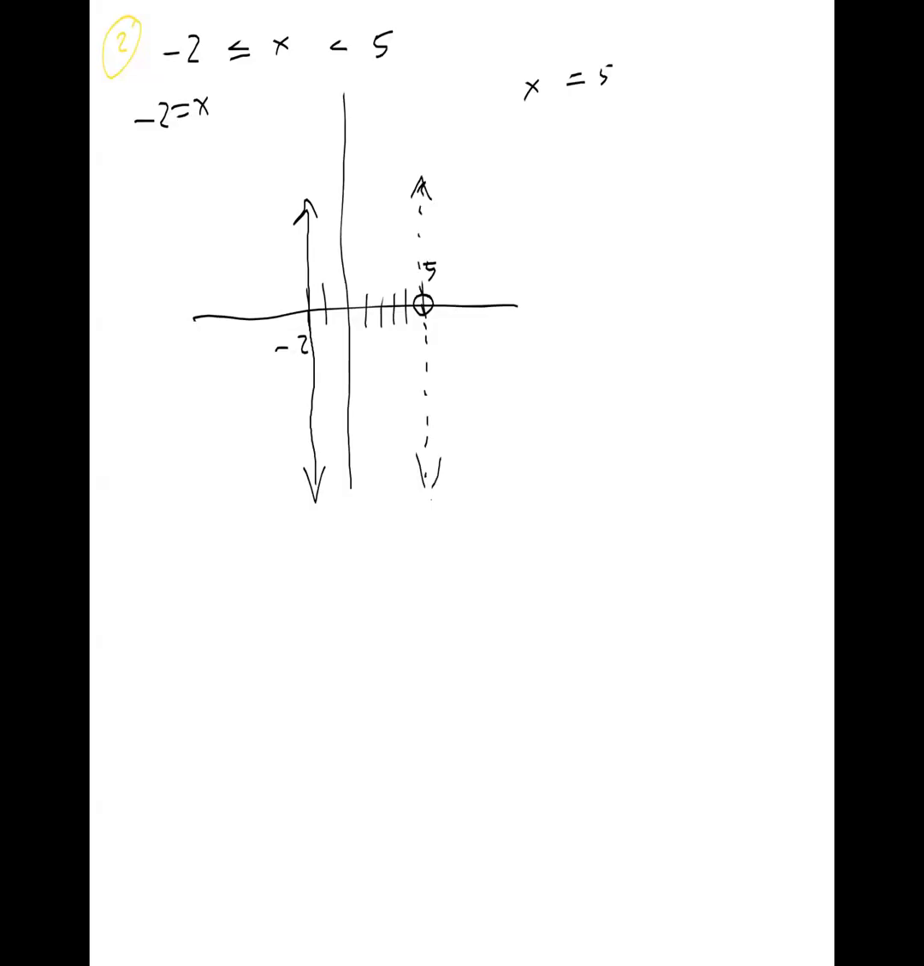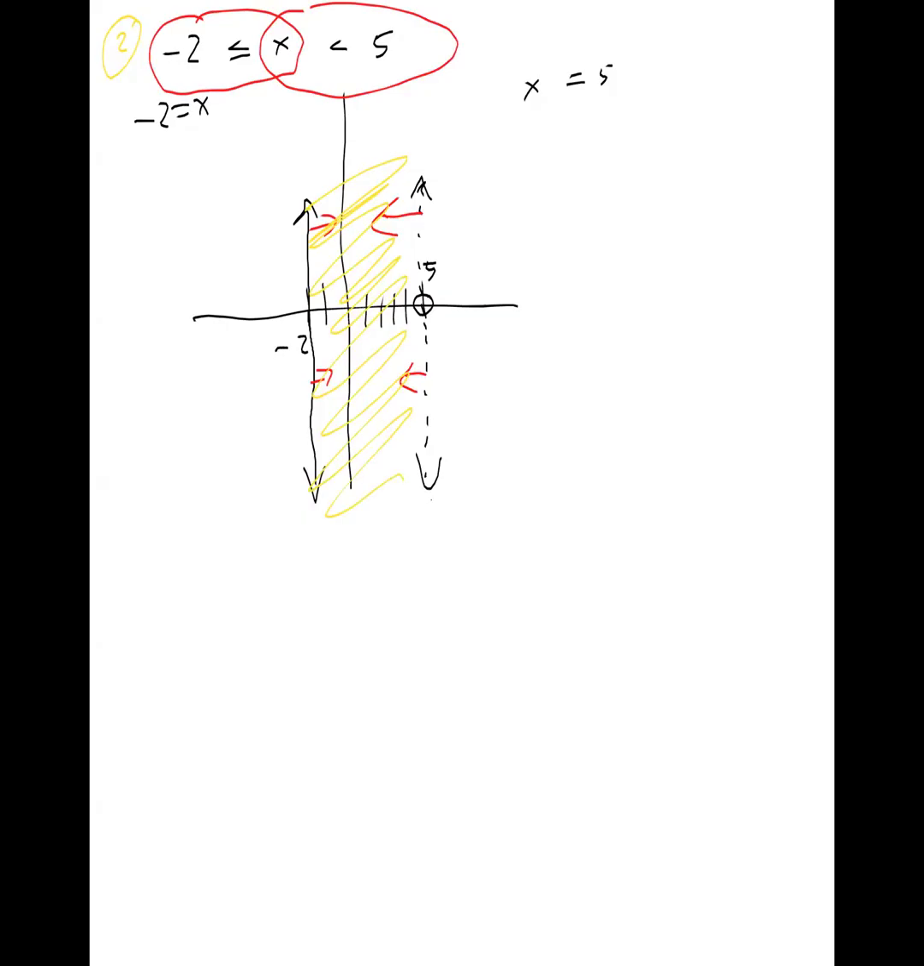And now this inequality right here says basically that x is on the big side of -2, so we're going to go to the right of -2. This inequality right here says x is on the little side of 5, so we're going to go left of 5. So we're going to shade the part that's in between those two lines. That's the solution of the graph of that inequality.